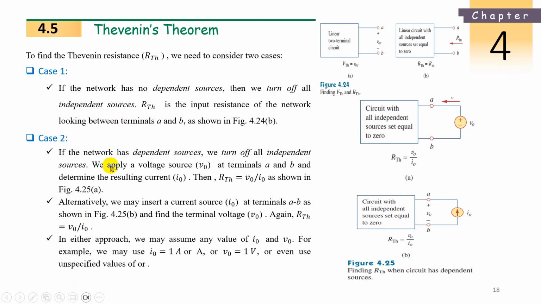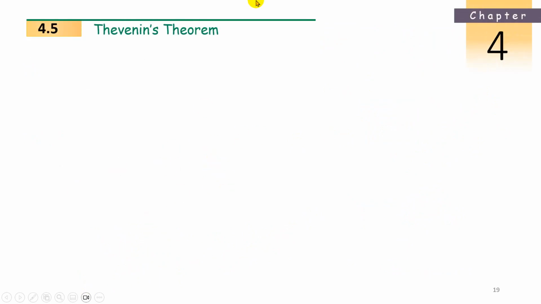In either approach, whether applying a voltage source or a current source to the dependent sources circuit, we may assume any value of I0 and V0. Here V0 you can assume 1 volt, and here I0 you can assume 1 ampere. A small quantity is enough, or even use an unspecified value. Like this we can find R Thevenin easily if we have dependent sources. If independent, there is no need to apply any voltage or current source. Just short circuit the voltage sources inside the circuit, open circuit the current sources, and find the equivalent resistance by series-parallel combinations.